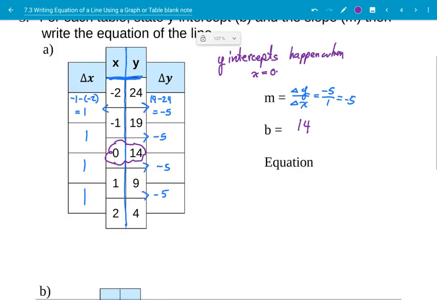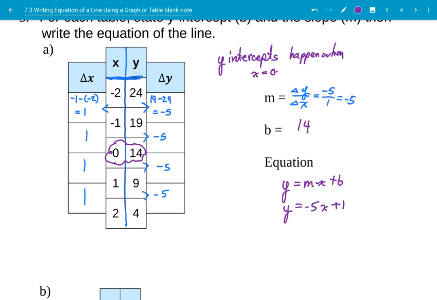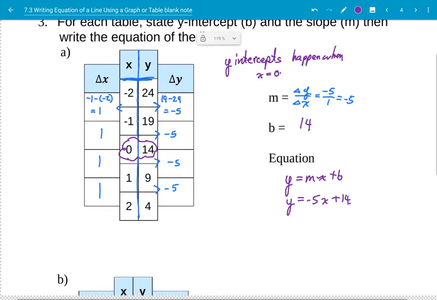So now all that's left is writing the equation. We start with y equals mx plus b. We know what m is. It's negative 5x, and b is 14. Here's the first one. Give the next one a shot, then roll the video.